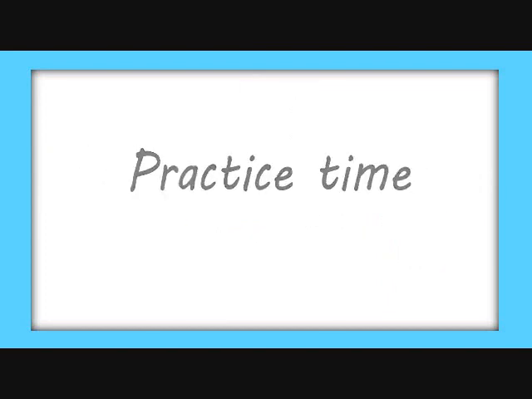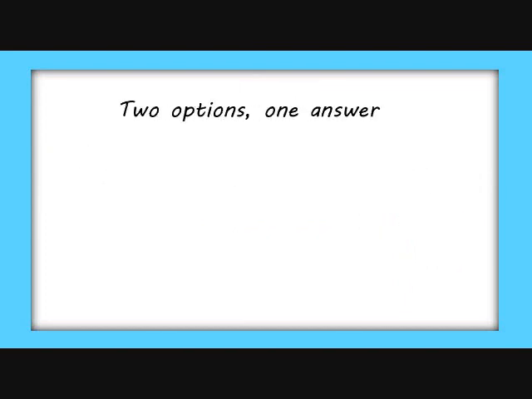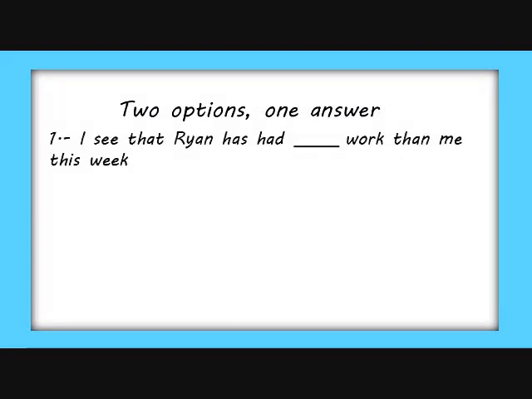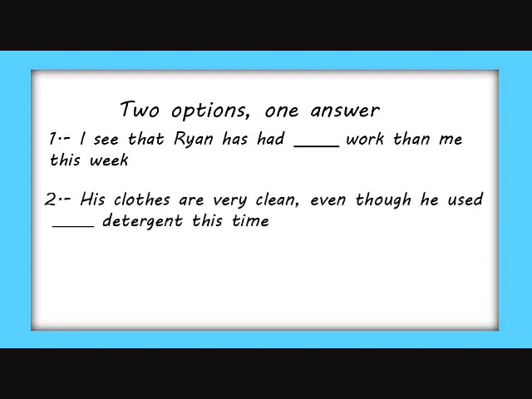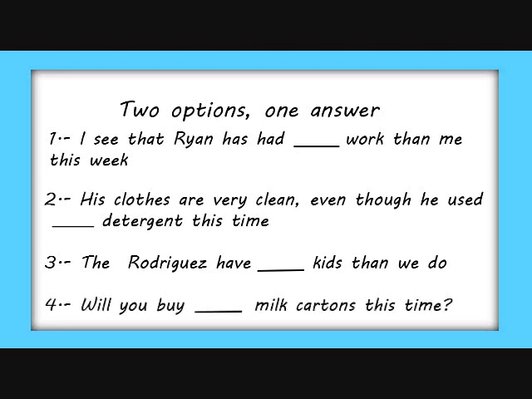Let's practice, shall we? Now this activity is called 2 options, 1 answer. Here you will have some sentences with blank spaces for which you have to pick whether we should use fewer or less. And the sentences are: number 1, I see that Ryan has had blank space work than me this week. Number 2, his clothes are very clean, even though he used blank space detergent this time. Number 3, the Rodriguez have blank space kids than we do. And number 4, would you buy blank space milk cartons this time?